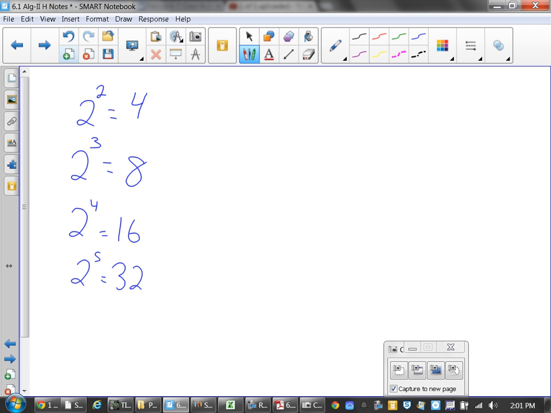Let's go in the other direction. What's 2 to the first power? 2. What's 2 to the 0? 1. One of the exponent rules that most people tend to forget: anything to the 0 power is always 1. The next one will help make this clear.